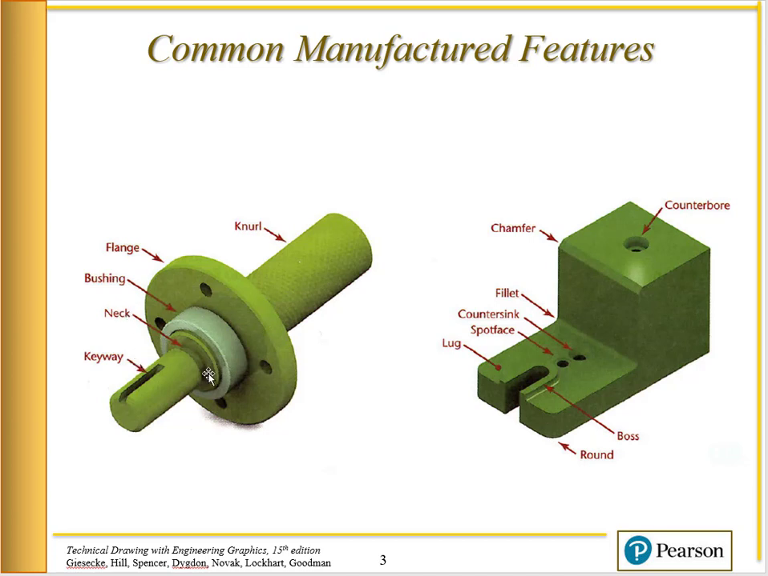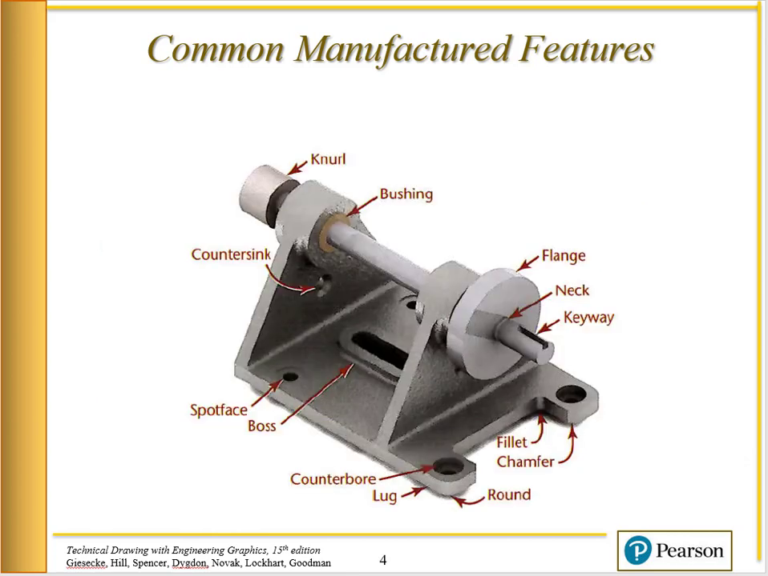Okay, you have a neck. All right, that's just like a little recess. It's hard to see right there, but we'll get it. And then this is a bushing here that fits on top. There's a flange. A knurled is a textured surface. Counterbore, a fillet versus a chamfer on the external surface. Here we have a spot face and a boss and what we call a lug here. Then this was from another textbook. It has a lot of the same features, but it just labels them differently.